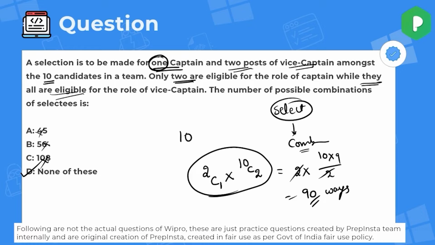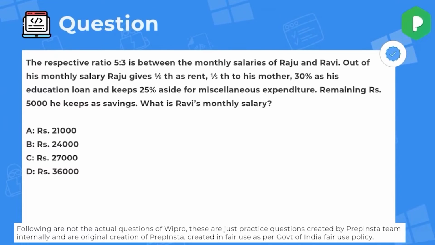Just look at the next question now. The ratio 5:3 is between the monthly salaries of Raju and Ravi. Out of his monthly salary, Raju gives 1/6 as rent, 1/5 to his mother, 30% as his education loan, and keeps 25% aside for miscellaneous expenditures. The remaining 5,000 rupees he keeps as savings. What is Ravi's monthly salary?